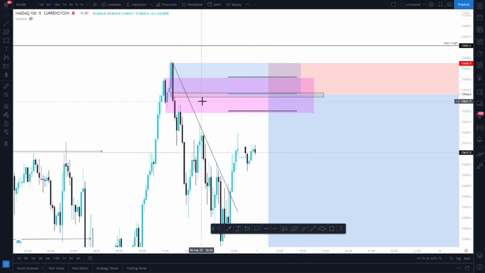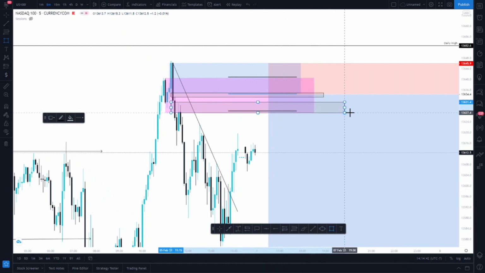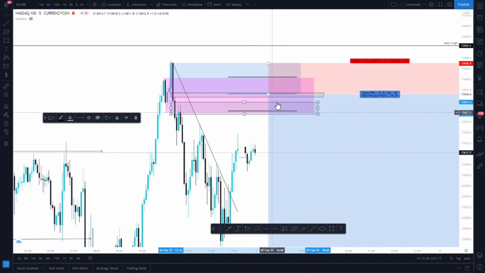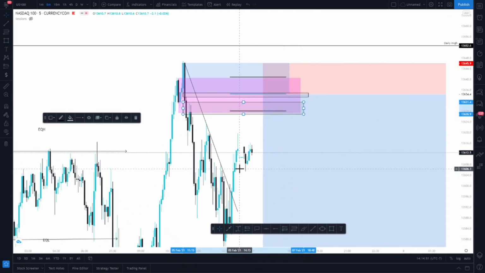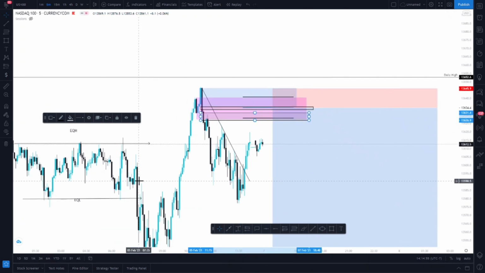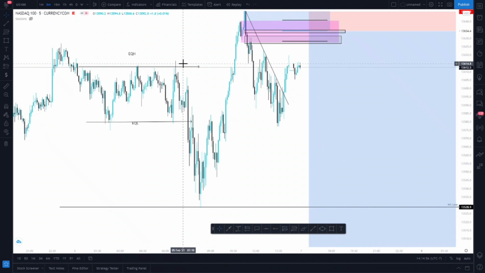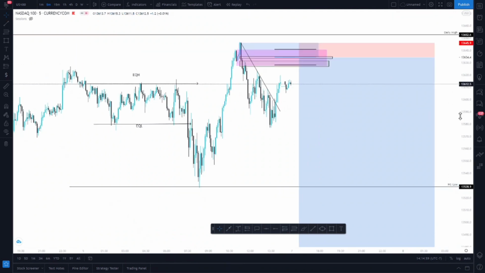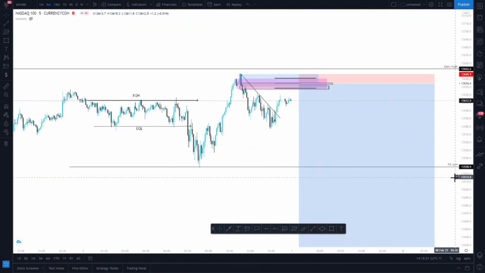And we also have another imbalance over here, guys, which also gives us more confidence that the market must come to these areas and fill up the imbalances, fill up the inefficiency. So this is the analysis of NASDAQ100, guys. This is how I analyze NASDAQ100, one of the methods that I use.